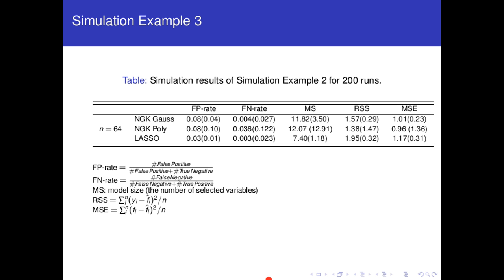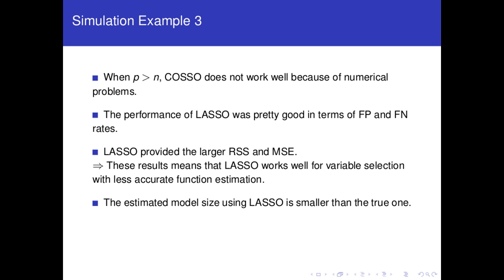And in this case, we also compare our approach with Lasso. In terms of variable selection, Lasso performed very well. However, this Lasso has a larger mean square error value compared to ours. And when P is larger than N, we were not able to compare our approach with COSSO because COSSO does not work well because of numerical problems.